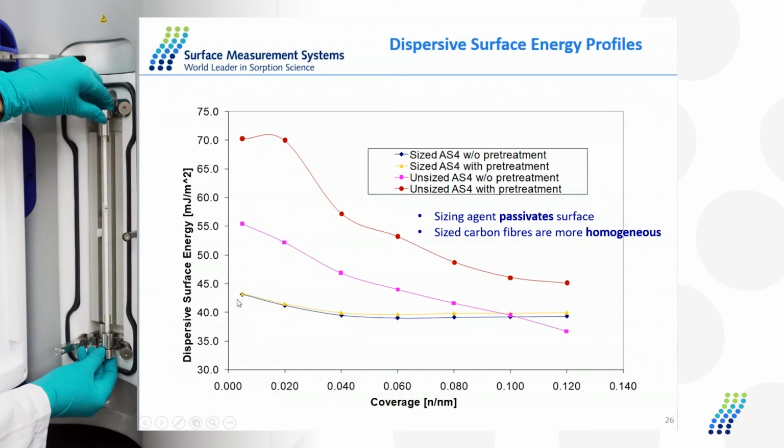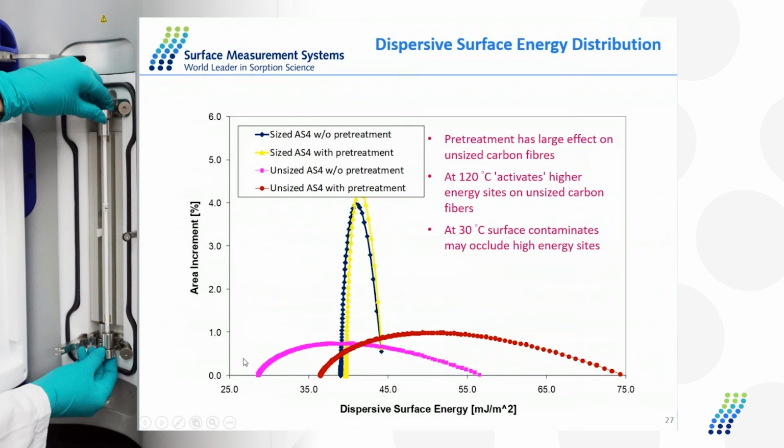We can convert these profiles to basically a population density to look at another visual way to express the energetic heterogeneity of these surfaces. And we can see here for the sized carbon fibers, with or without pretreatment, not a significant change in the surface energy, but we can see that they are energetically homogeneous as they have a more narrow distribution of surface energy sites.